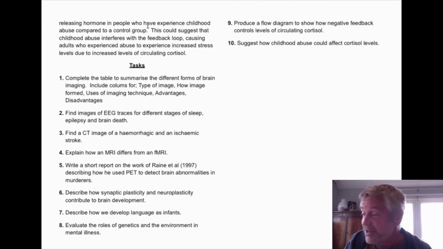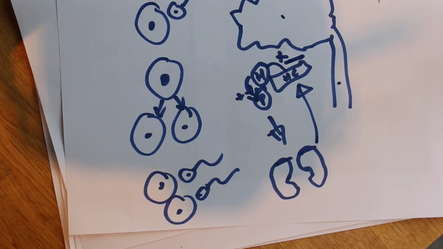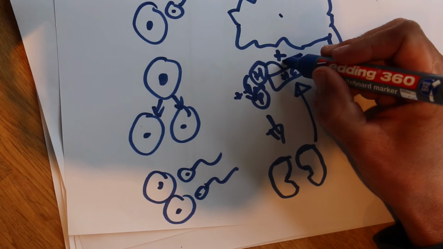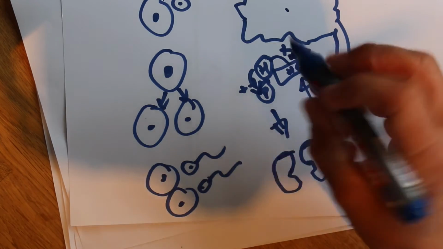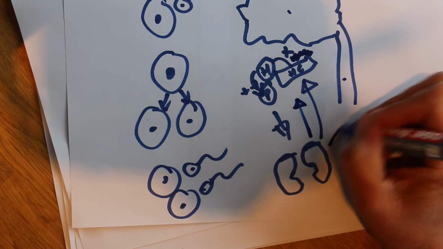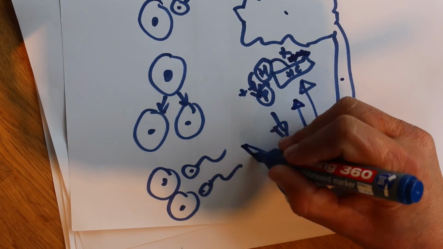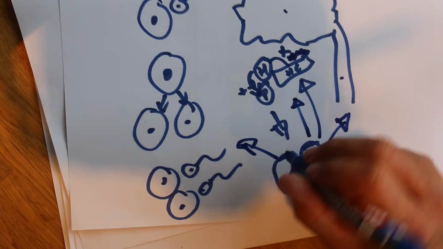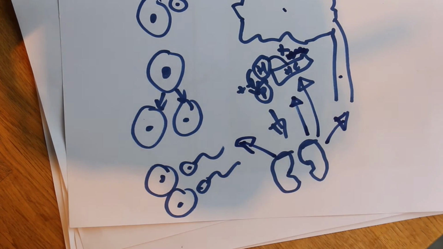But in the people that have experienced real childhood trauma, they don't really have this feedback loop. As a result, without the negative switching off, we end up with more and more of the stress hormone being released from the adrenal glands, causing all the problems with that, increasing stress, etc.